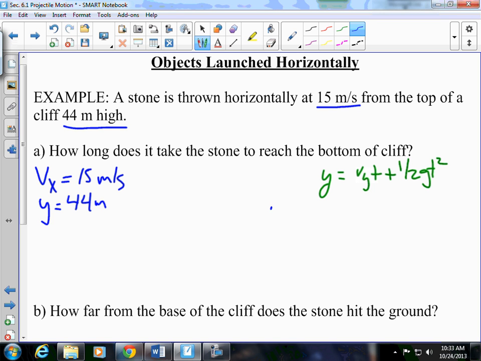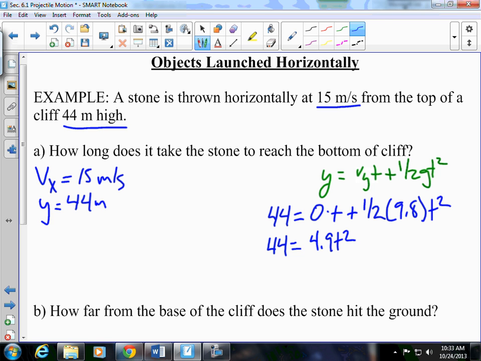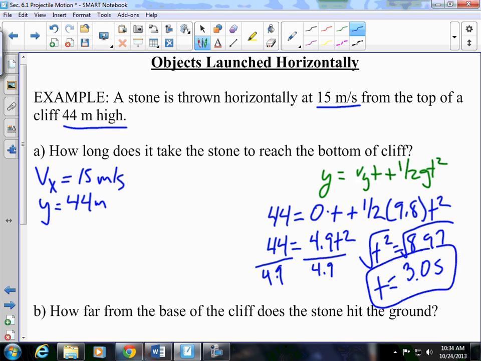Let's plug everything in. Y is 44. Vy we know is 0 times t plus 1/2 9.8 times t squared. Simplify this equation mathematically. We get 44 is equal to 4.9 t squared. 0 times t was 0, and then 1/2 times 9.8 is 4.9. We're going to divide by 4.9, divide by 4.9. And when you take 44 divided by 4.9, you end up getting 8.97. T squared is equal to 8.97, square root. And in this example, our time ends up being with sig figs 3.0 seconds. All right. So we're going to use one of those two equations and we're going to solve for time.